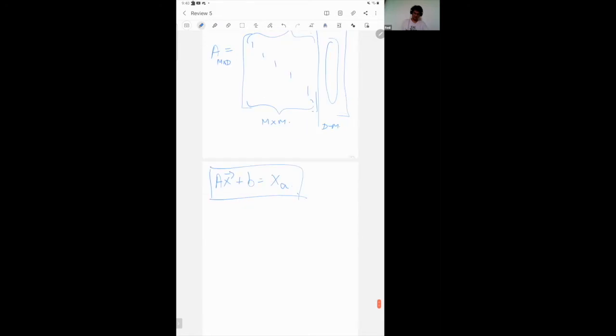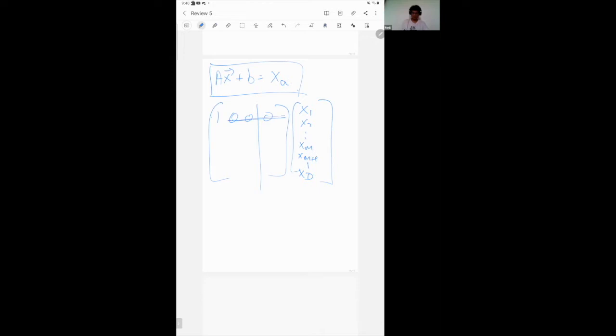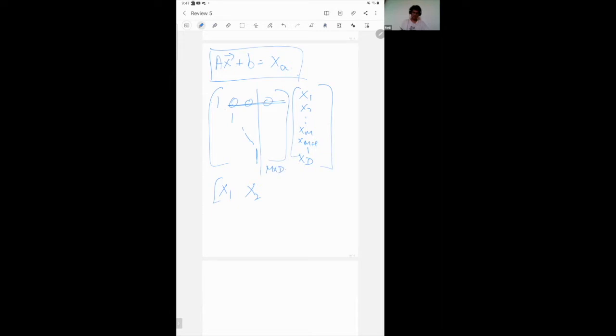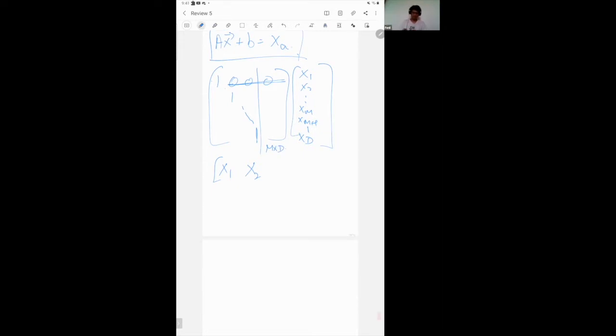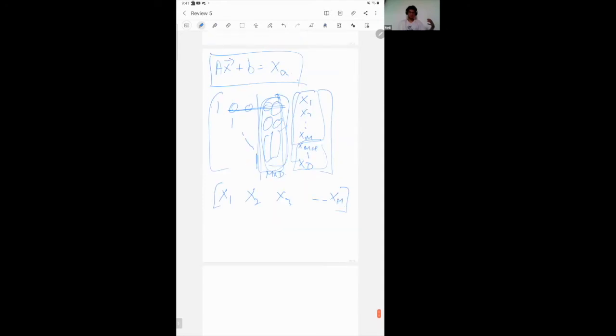So just to ensure, everything else is zero, and here x1, x2 till xm, then xm plus one, and then xd. So the first row would be multiplied, everything else is a zero, and what we get out is x1, and the next row would give out x2, and there are m such rows here. Remember this is m cross d dimensions, so m cross d multiplied by d dimensions gives us an m dimensional vector. All of these m rows just extract out x1 to xm, and all of these further contributions are zero because all the values in this matrix are zero. So this A extracts out XA.